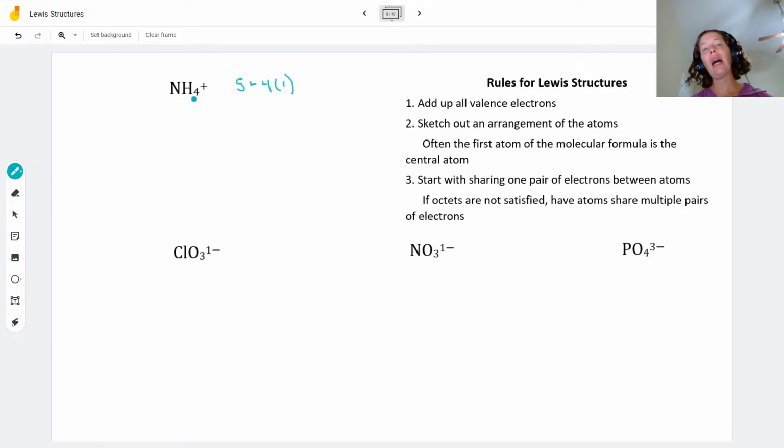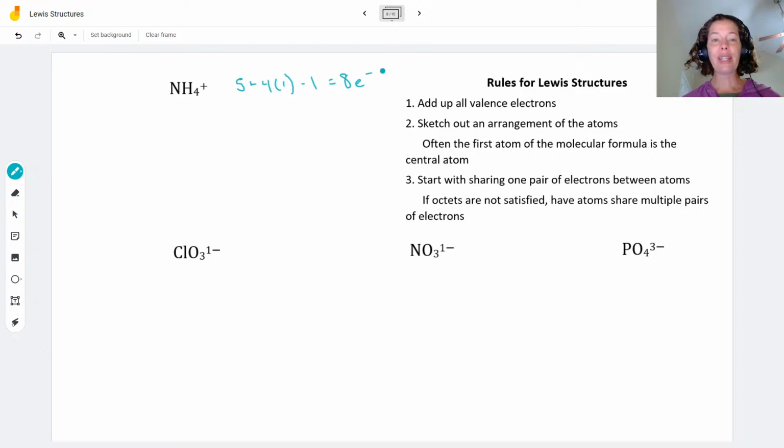Now remember, when an ion has a positive charge, it means it has lost an electron. So I am going to subtract 1 from my count, which means I have 8 valence electrons. This is how we count valence electrons for monoatomic ions, but also for polyatomic ions. You look at the charge. If you have a positive charge, it means you've lost electrons, so you're going to subtract out whatever the charge is. If you have a negative charge, it means you've gained electrons, and you're going to add electrons in. Okay, so we have 8 valence electrons.